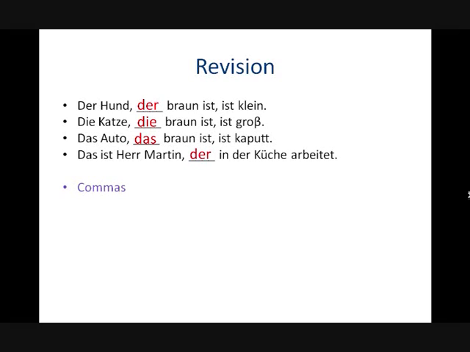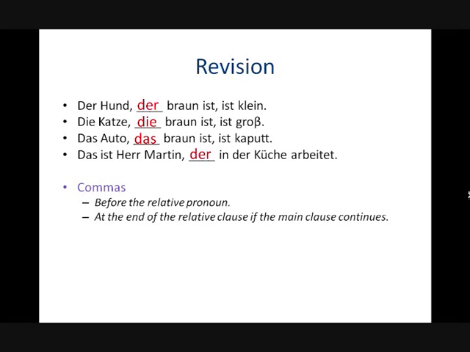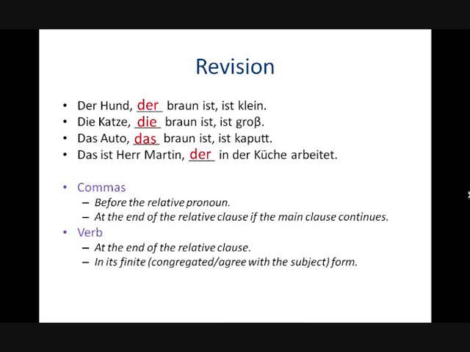Now, what do we do with commas when we're using relative pronouns? Well, a comma is always used to introduce a relative clause. It comes before the relative pronoun. And a comma is used to terminate the relative clause, unless it's the end of the whole idea, where we can just use a full stop, or an exclamation mark, or whatever you choose to use. What about verbs when we're using relative clauses? Well, the verb moves to the end of the relative clause in its finite form, or its conjugated form, or its agree-with-the-subject form. If it's ich, and we're using haben, the verb has to be habe.